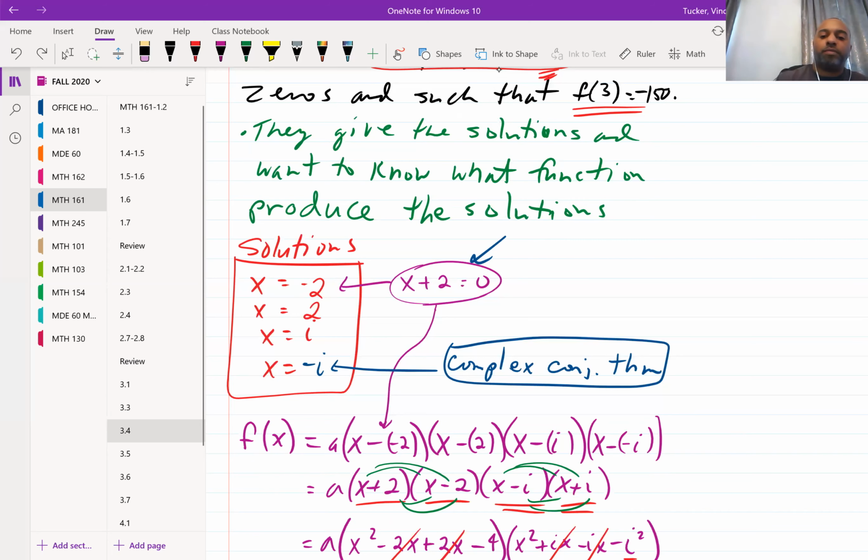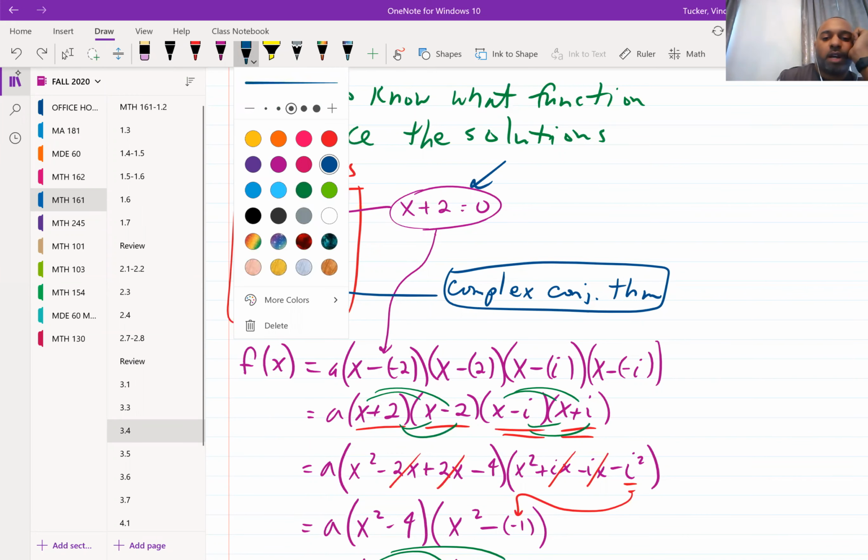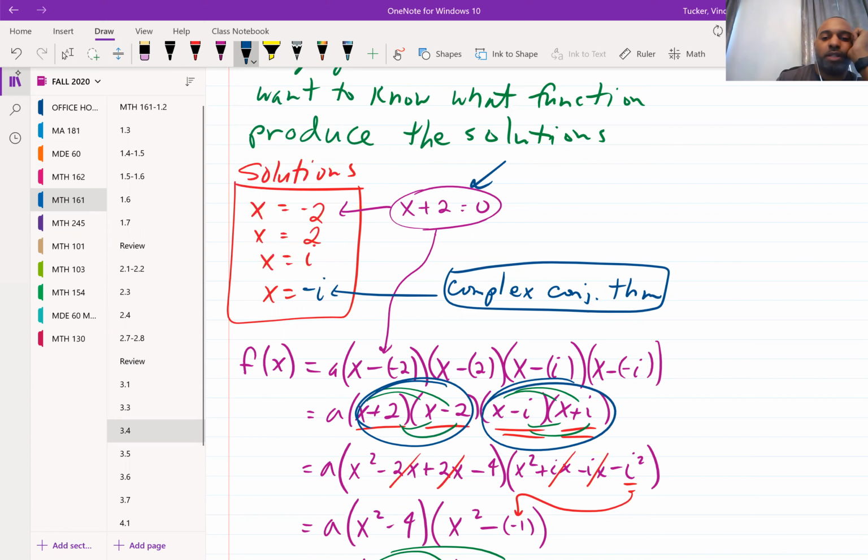All right, so what that then does is gives us this when we go to simplify: x plus 2, x minus 2, x minus i, and x plus i. So what I would do is go ahead and multiply and distribute. I will multiply these two together and then multiply these two together because things are going to cancel for us. You'll see in a second if you haven't already got to that step.